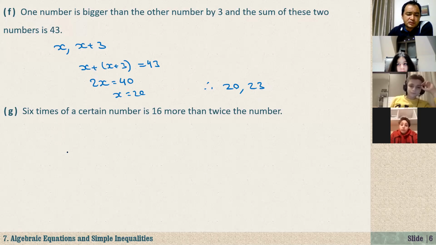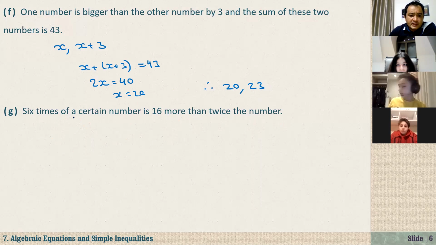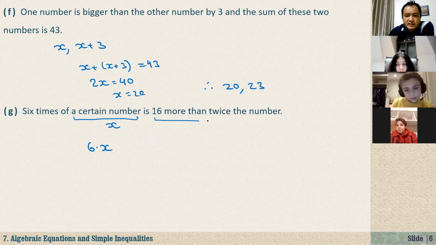Ibrahim, your turn. Do question G. Okay, 6 times a certain number is 16 more than twice the number. So it's a certain number, right? What is this number? We don't know. Let's say it is x. So 6 times x is 16 more than twice the number.